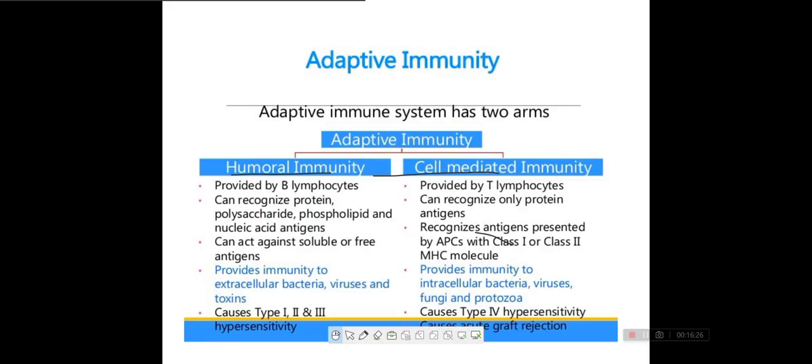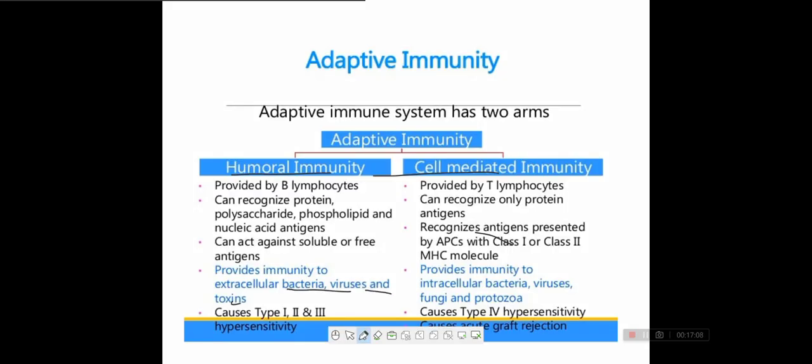Clear? Cell mediated immunity recognizes only protein antigen, whereas humoral immunity can recognize protein, polysaccharide, phospholipid and nucleic acid antigen. Humoral immunity can act against soluble or free antigen. Cell mediated immunity recognizes antigen presented by APC with class 1 or class 2 MHC molecule. Humoral immunity provides immunity to extracellular bacteria, virus and toxin.